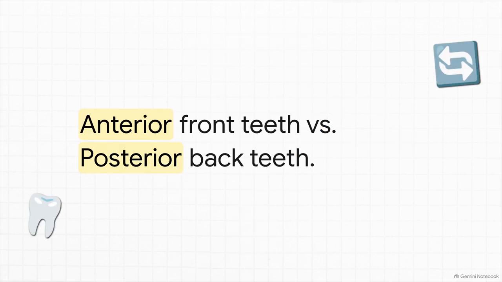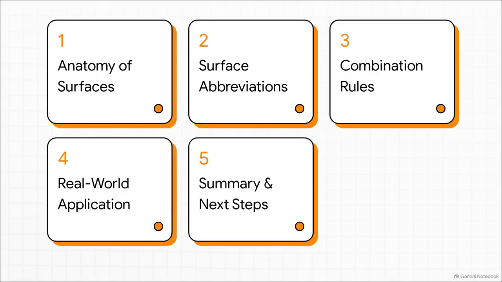Real quick, before we dive into the new stuff, let's do a fast 15-second recap of Part 2, just to prime our scaffolding. Remember, we divided the mouth into two main zones. We've got the anterior teeth, right? Those are your front teeth, your centrals, laterals, and cuspids. And then we have the posterior teeth, which are your back teeth, the premolars, bicuspids, and molars. Keeping this front versus back layout in your head is going to be incredibly important for the surface codes we're about to tackle.